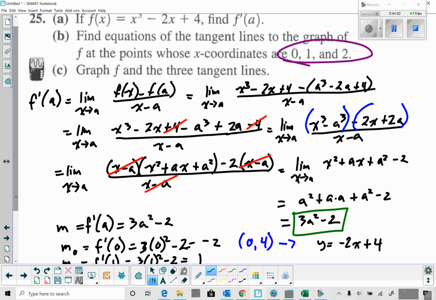And then we'll do the same thing for when x is equal to 1. 1 cubed is 1, minus 2 times 1 is 2. 1 minus 2, that'll be negative 1. Negative 1 plus 4 will give us 3. So that means this goes through the point 1, 3. With the slope of the tangent line being 1, you can do the slope-intercept form first.